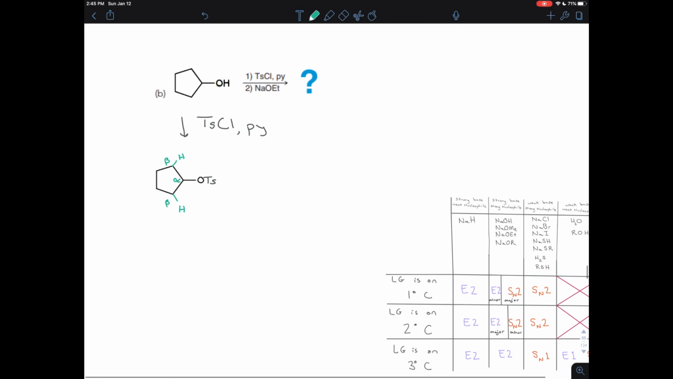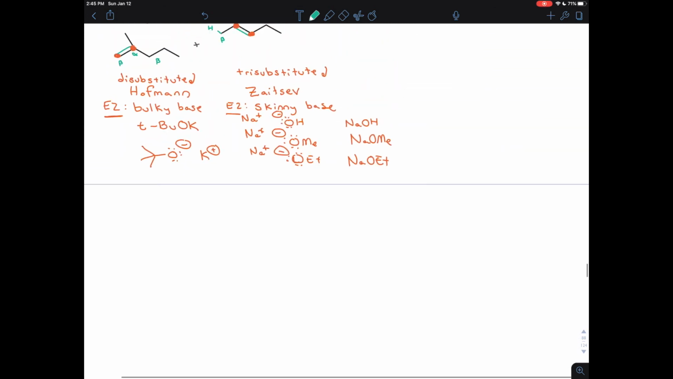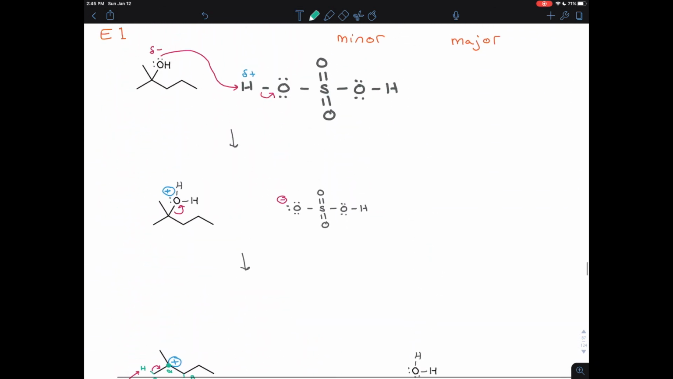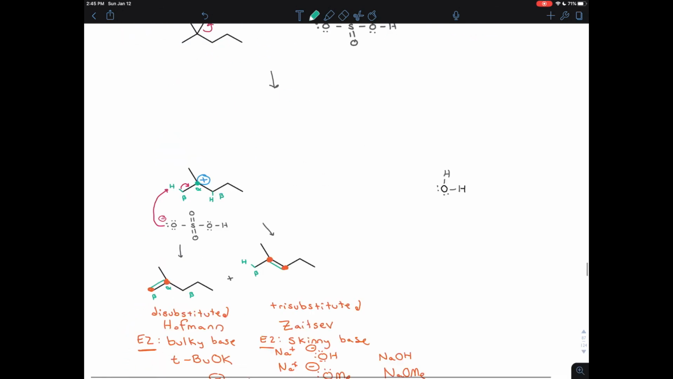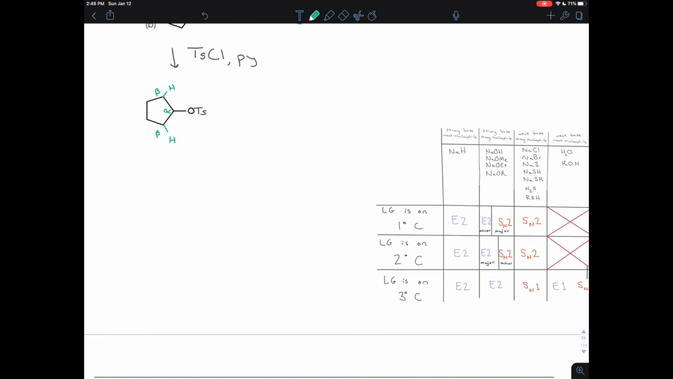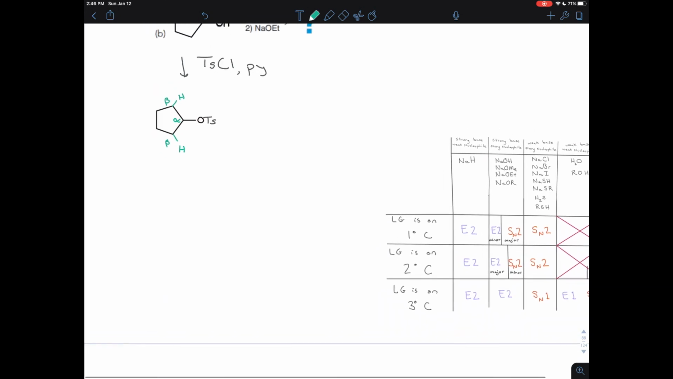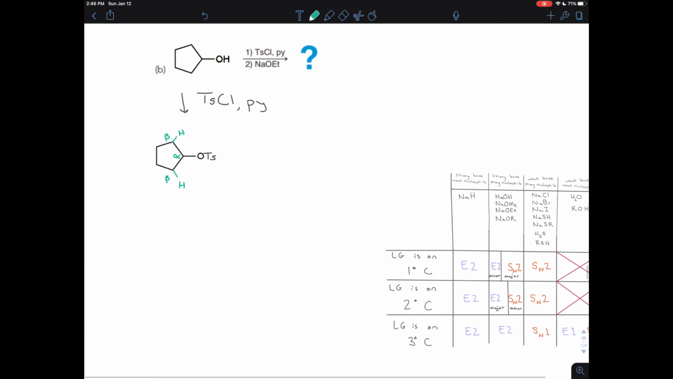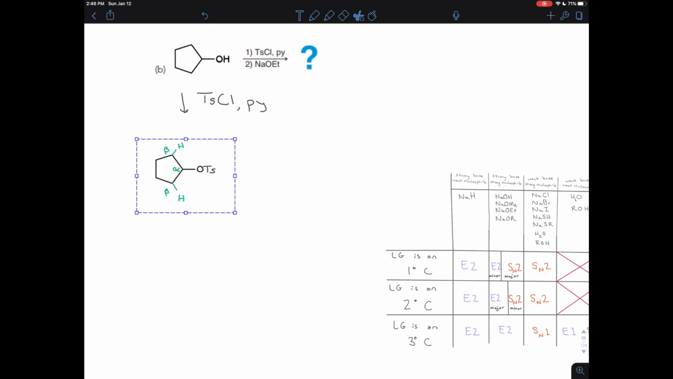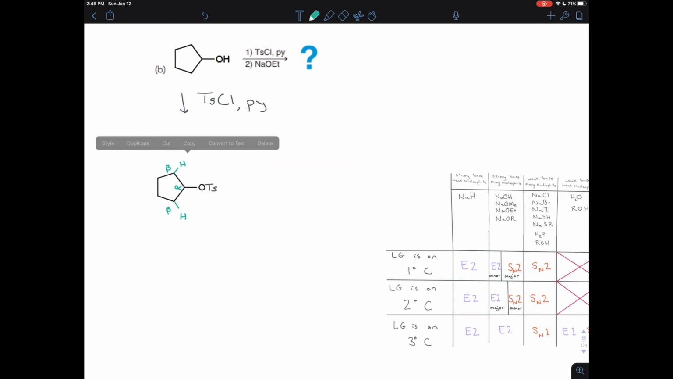You can only do an E1 reaction if the leaving group is on a tertiary carbon, because that gives you a stable tertiary carbocation. If the leaving group is on a primary or a secondary carbon, then you're going to do an E2 reaction. And so the loss of the leaving group and the proton transfer will happen at the same time.